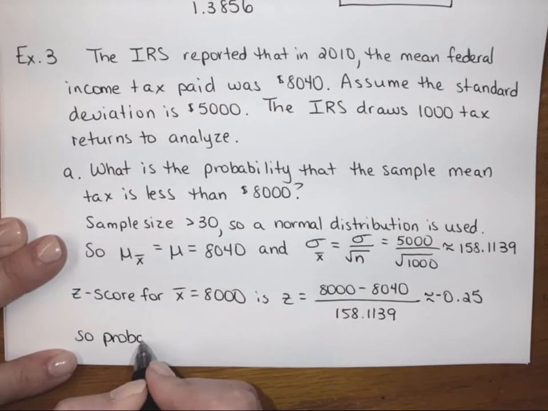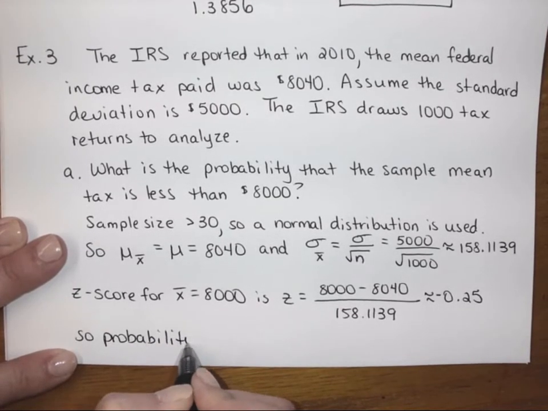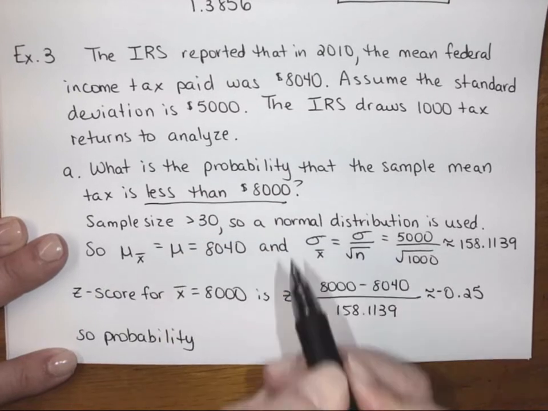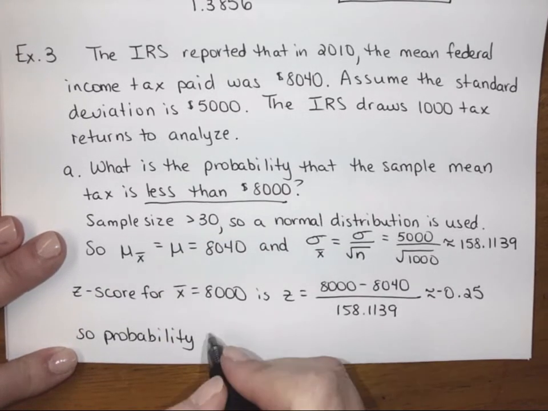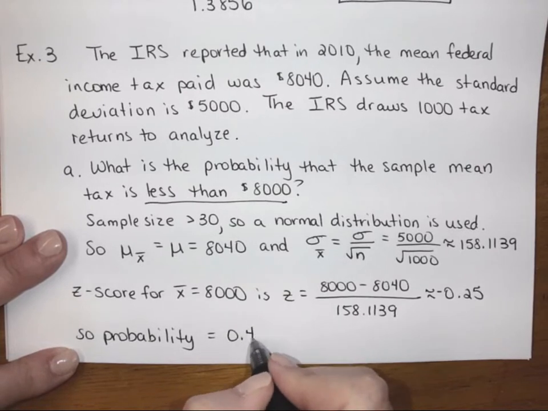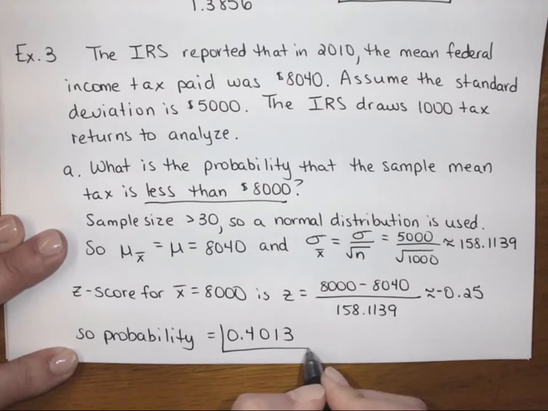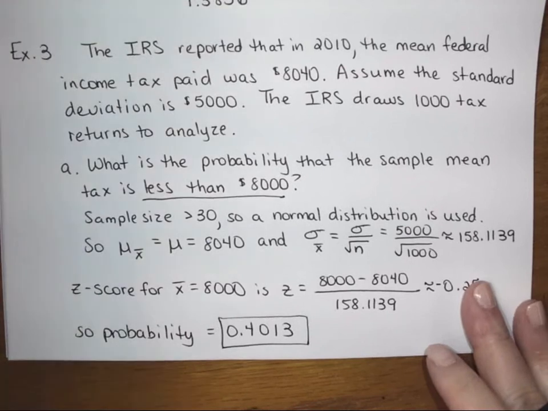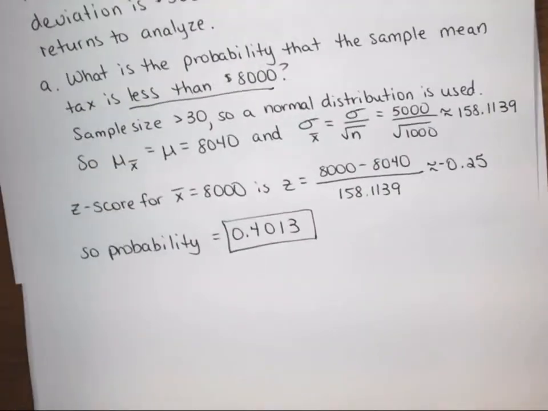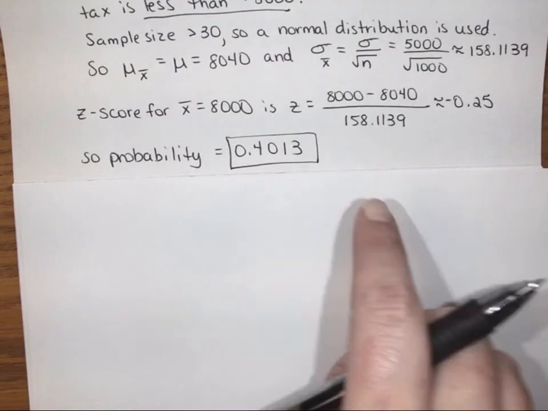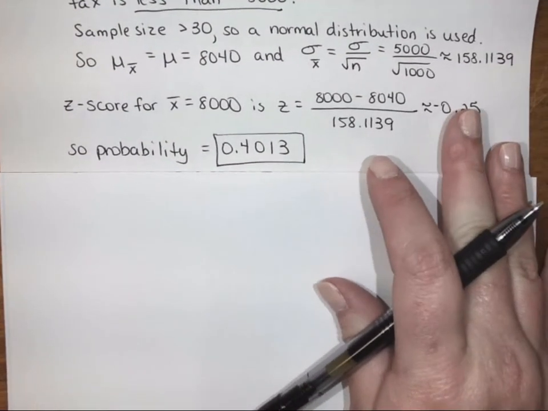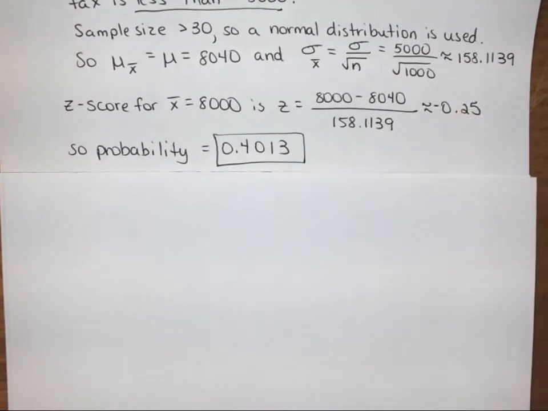So for the probability, make sure it says less than, right? We do want the probability that it's less than 8,000, so I can just read the chart as it is, because the chart always reads less than. What you would find on your chart with a z-score of negative 0.25 is 0.4013. So in other words, there's about a 40% chance that any 1,000 people we pick are going to have a mean that might be less than 8,000, even though we expected the mean to be about $8,040.